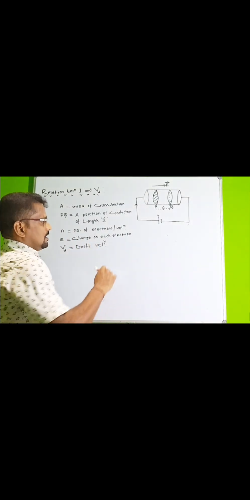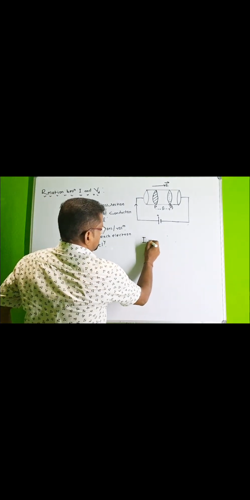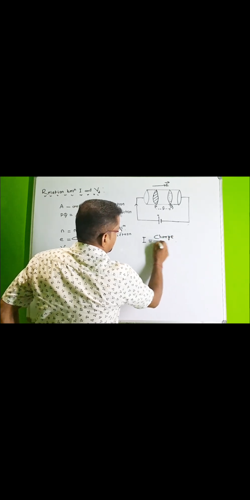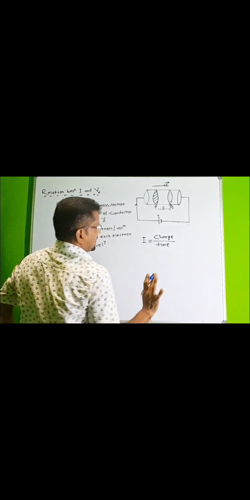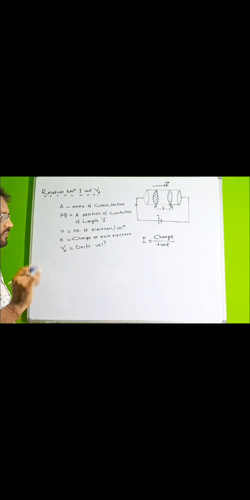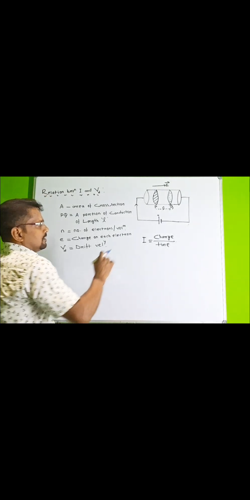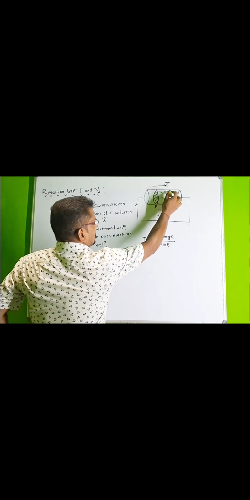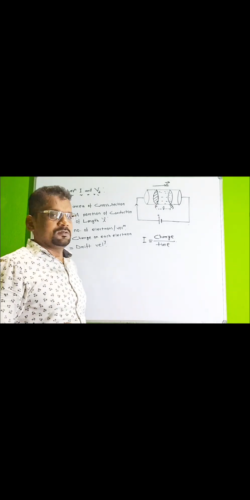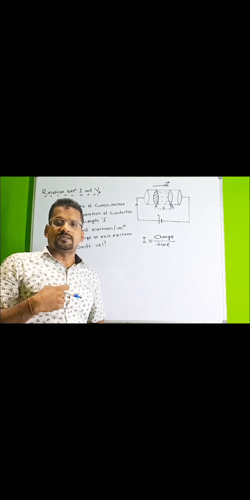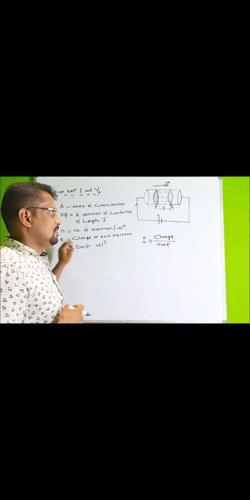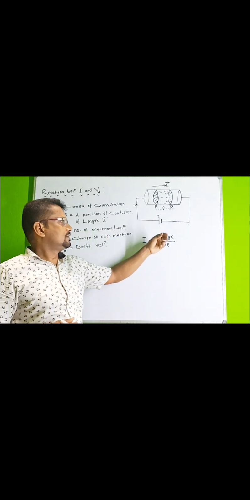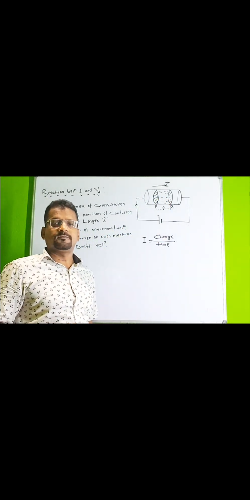Now you see, what is current? Current is the rate of flow of charge, that is I equals to charge divided by time. That is known to us. So first of all, let us try to calculate the volume of this part, because per unit volume the number of electrons is known to us, that is n. If we can find the volume of this part, then multiplying by n, you will get the total number of electrons in this part.